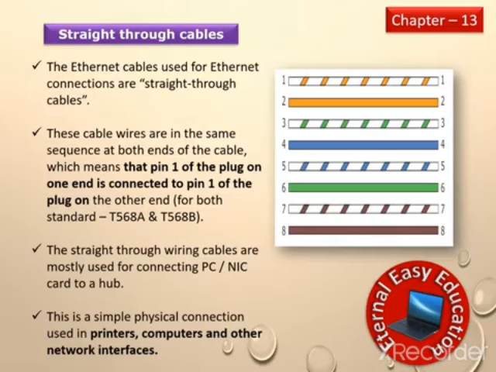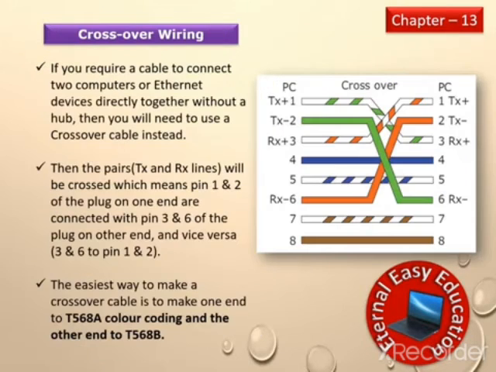That means these cable wires are in the same sequence at both ends of the cable, which means the first pin of the plug on one end is connected to the first pin on the other end. This 1 means here also it is 1. So it is sequentially and straightly connected. The straight-through wiring cables are mostly used for connecting a PC NIC card to a hub. This is a simple physical connection used in printers, computers and other network interfaces.